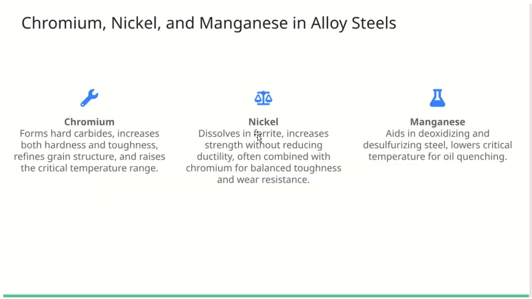Now we're talking about the different alloying elements: chromium, nickel and manganese. Chromium forms hard carbides, increases both hardness and toughness, refines grain structure and raises the critical temperature range. Nickel is soluble in ferrite, increases strength without reducing ductility, and is often combined with chromium for balanced toughness and resistance. Manganese is a deoxidizing and desulfurizing agent in steel, and lowers the critical temperature for oil quenching.